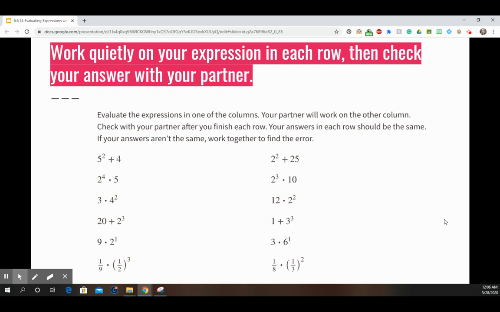All right, pause this video, solve as many of these as you can. And the answers in each row, that means going across, should be the same. So you could check your work if you're able to solve them all. That's pretty cool, huh? All right, pause here and get solving. When you're ready, come press play and I'll go over them.